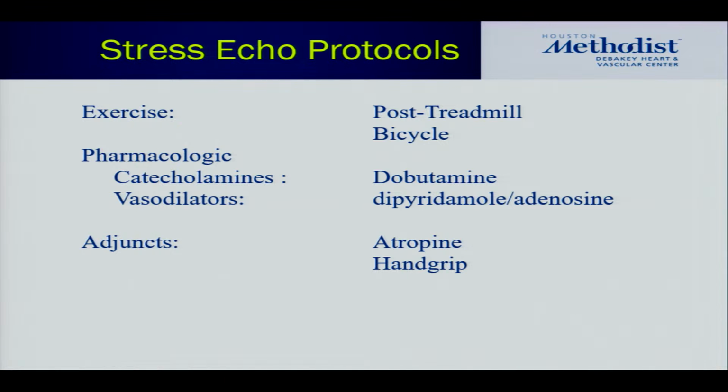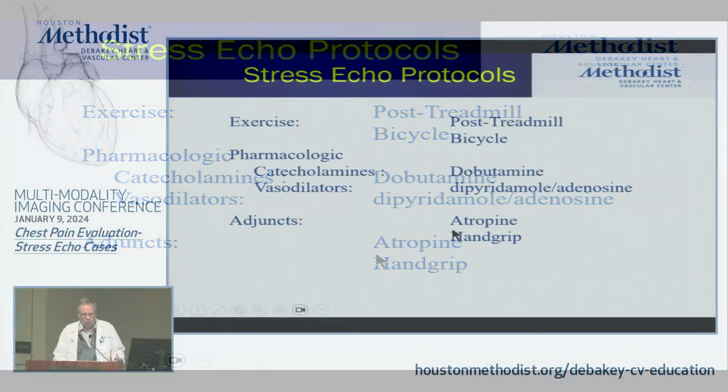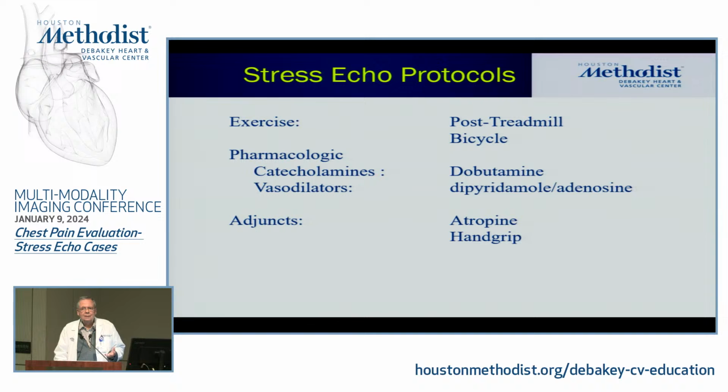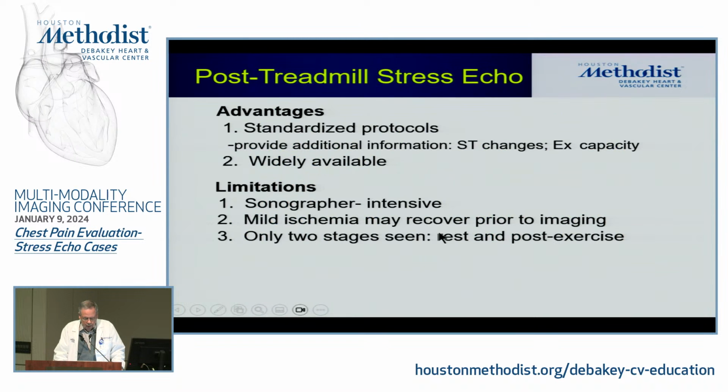So how do we stress the heart? Exercise is the preferred way, both with treadmill or bike. We can use dobutamine as a catecholamine inducer, and certainly there have been a lot of dobutamine stress echoes done over the years. And you can use atropine or hand grip when you're doing dobutamine to further increase the heart rate, increase the afterload, and try to enhance the sensitivity of the test, because in general, dobutamine tends to be less sensitive than exercise.